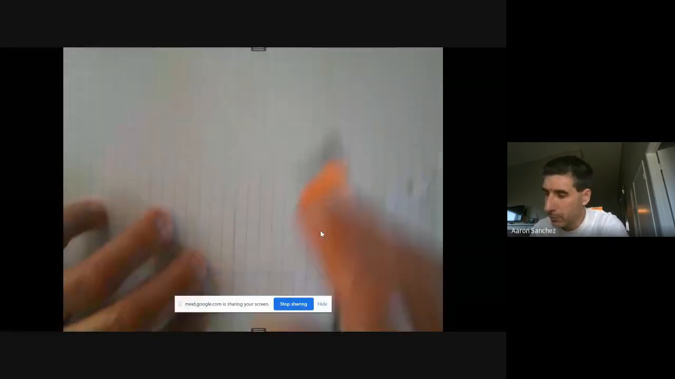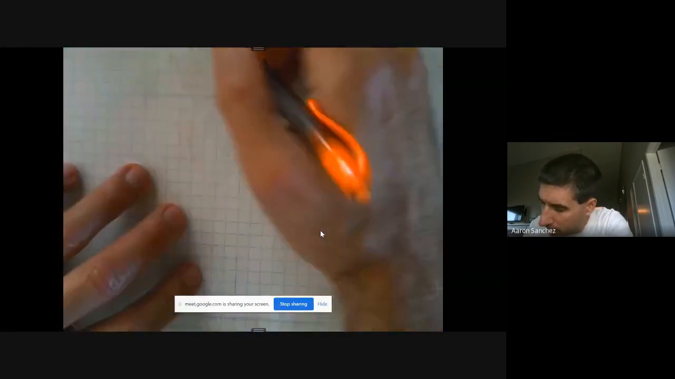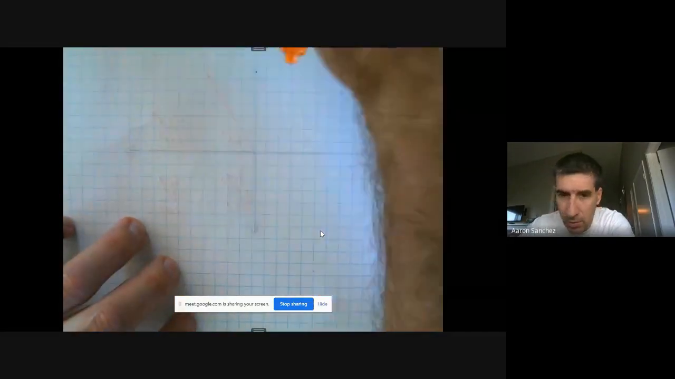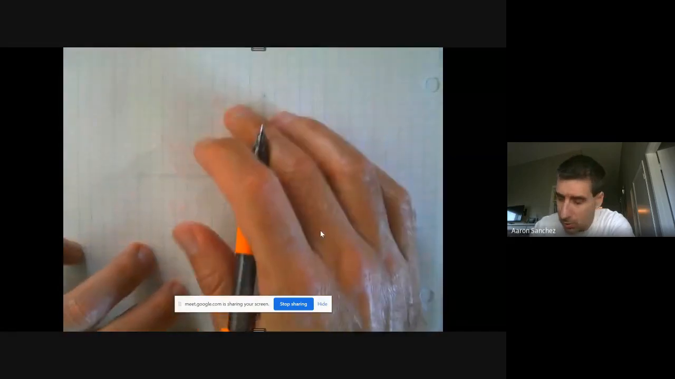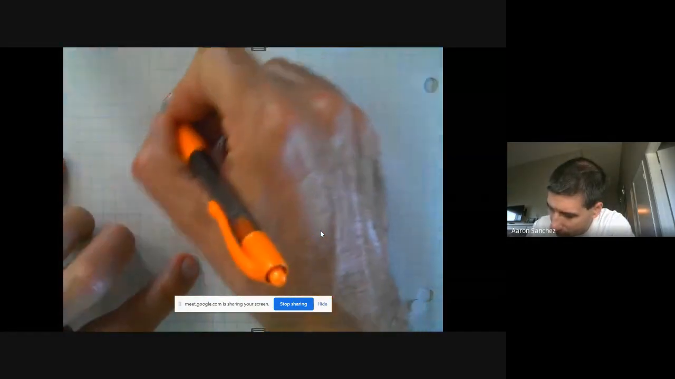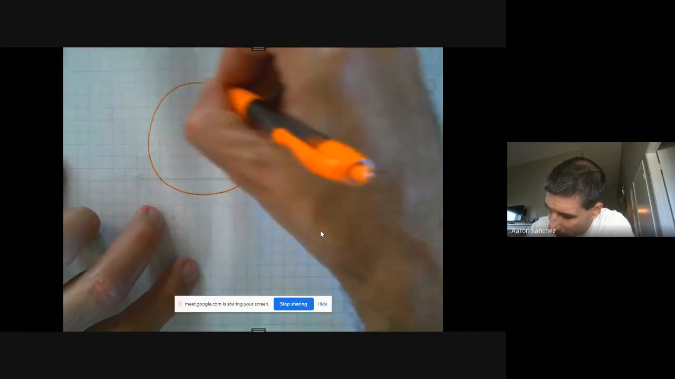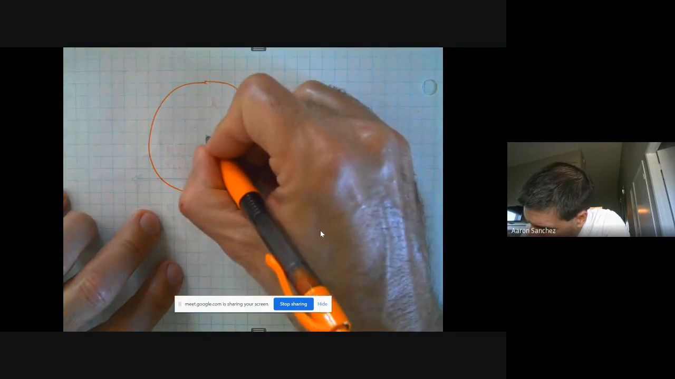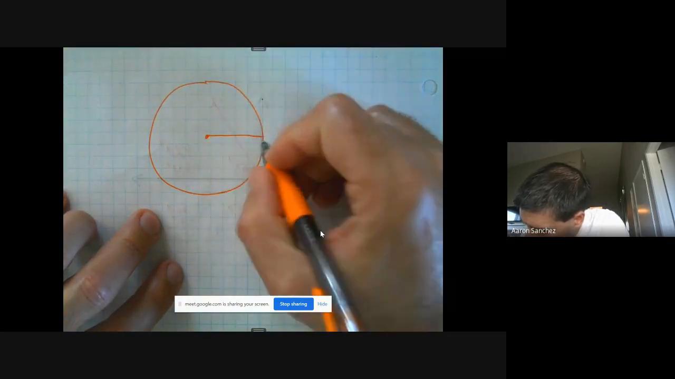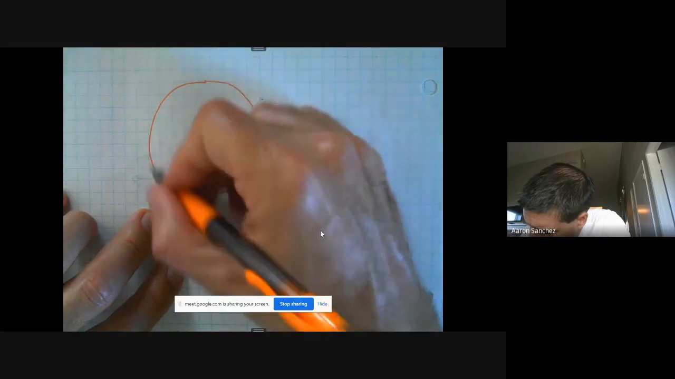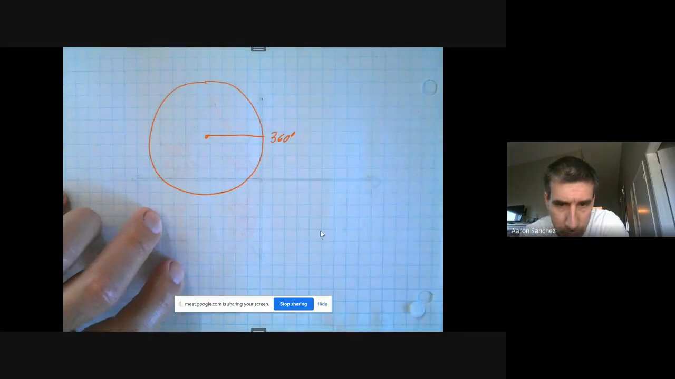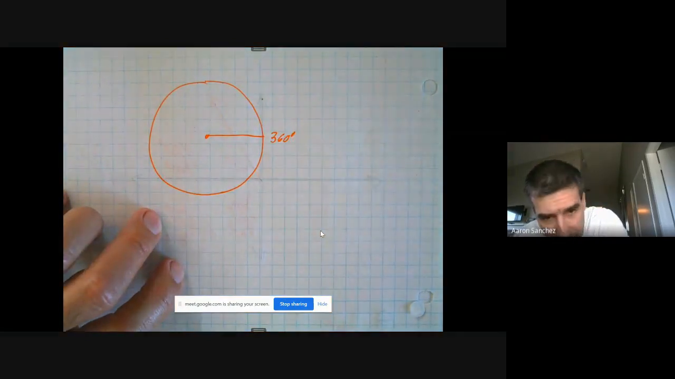Okay, I think I'm sharing. Now here in degrees, I'm going to draw the best circle that I can. This is the best I can draw. Here's the best circle I can draw. Okay. Now let's say the center of the circle is here. And to go all the way around the circle, that is 360 degrees. Okay? How many radians is 360 degrees?